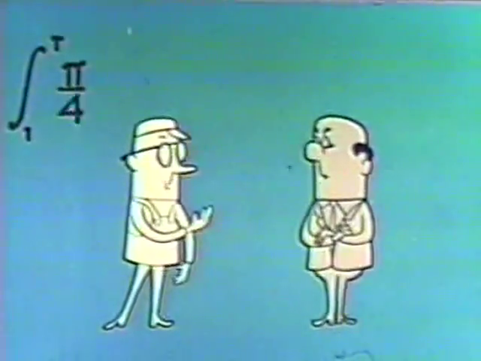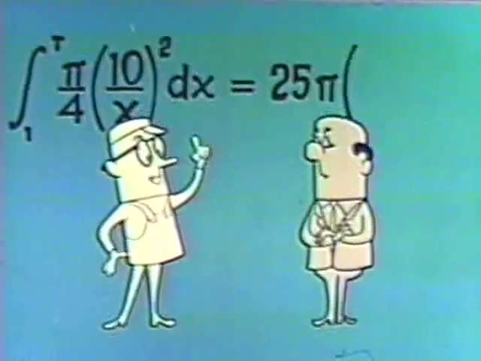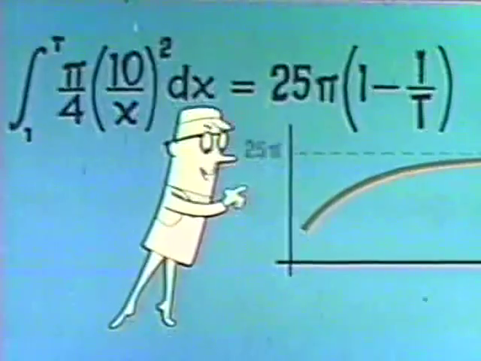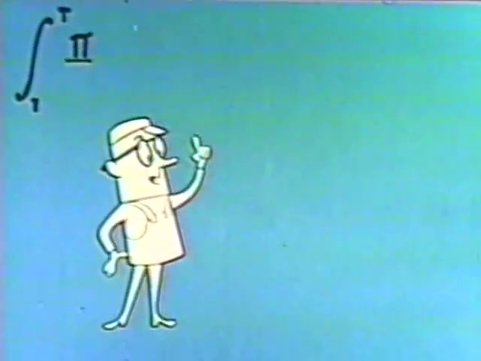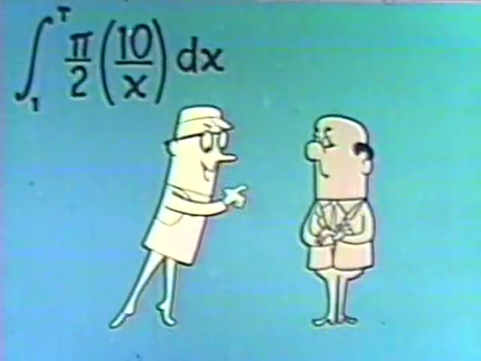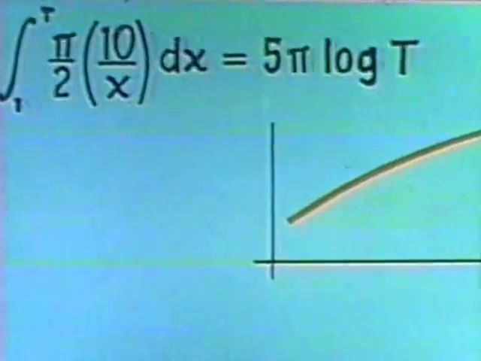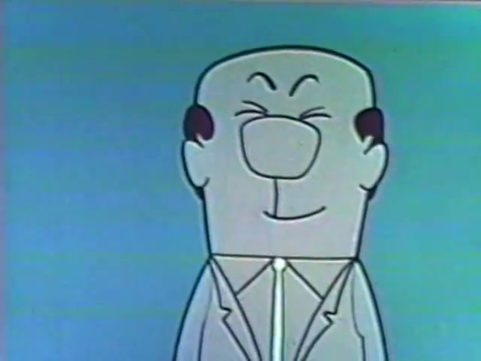You see, boss, when you were figuring the volume, you got the integral from 1 to t of pi over 4 times 10 over x squared dx, which was equal to 25 pi times (1 minus 1 over t), which gets closer and closer to 25 pi as t gets big. But I got the integral from 1 to t of pi over 2 times 10 over x dx, which, as I just showed you, boss, is the same as 5 pi log t, and that just gets bigger and bigger as t increases. See?